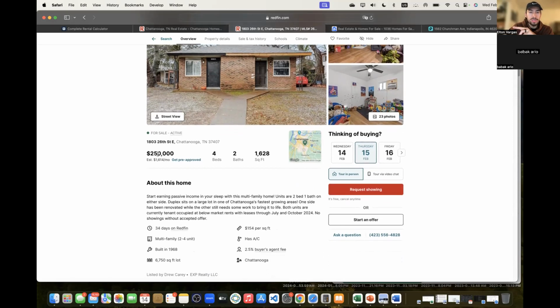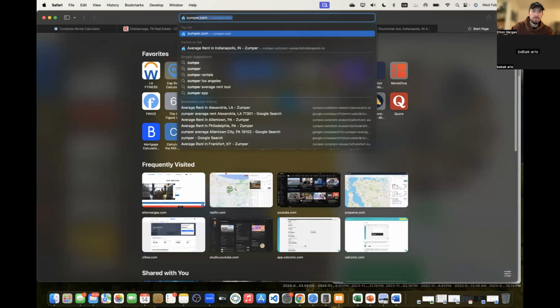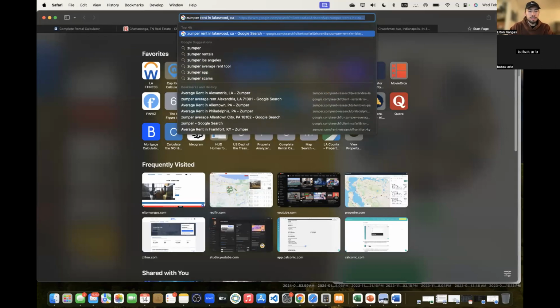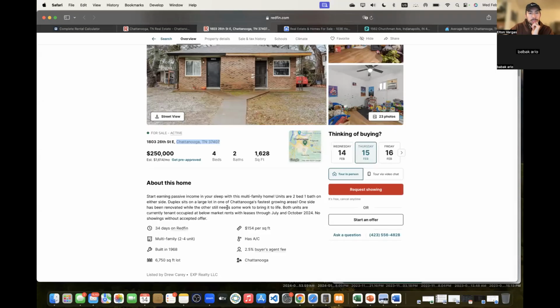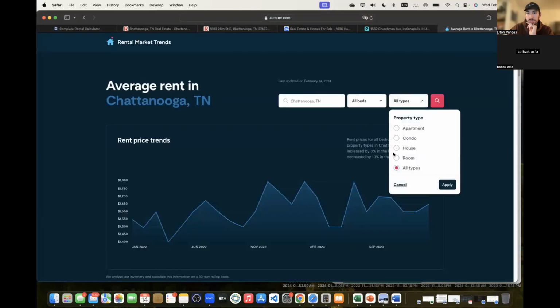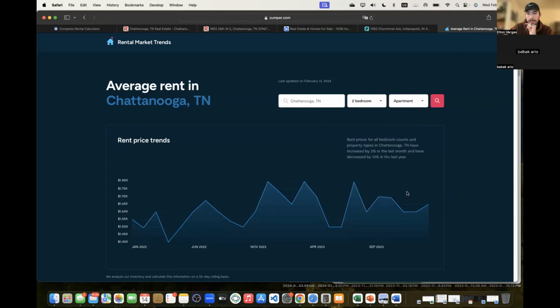So I like this one just because it's being rented out already. So let me do this. Let me pull in the rentals, and my rentals are going to be through Zumper. Search Zumper average rent in, and then paste your city, state, and zip code: average rent in Chattanooga. So this property, we have two units that are 2-1. Yes, 2 units, 2-1. All right, cool. So it's going to be a house. Actually, let's do apartment. So this is a 2-bedroom, 2-1.